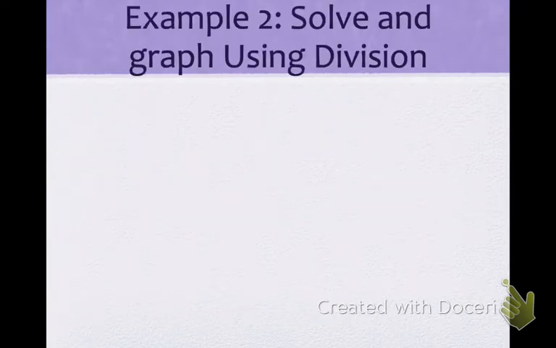Okay, so now we're going to do example 2, solve and graph using division. So please write this in your notebook. Okay, so here we have 7 times y is less than or equal to negative 21. The opposite of 7 times y, the inverse operation, would be y divided by 7. Therefore, I'm going to divide each side by 7, and I will get y is less than or equal to negative 3.